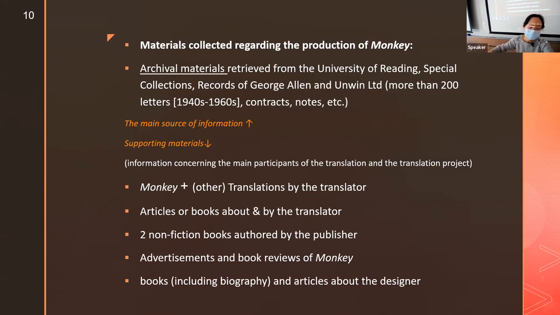again. And depending on the case of the study, there may be other sources that could provide information concerning the production and dissemination of the translation. And I think the basic principle is to collect as much data as possible using appropriate methods.